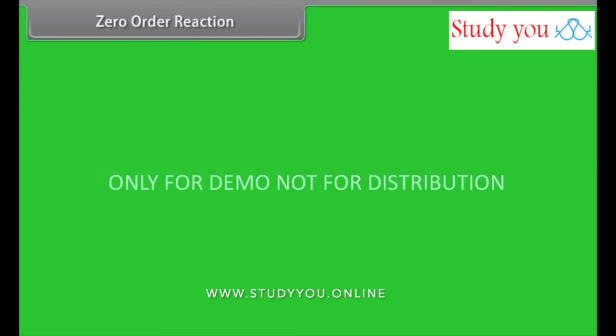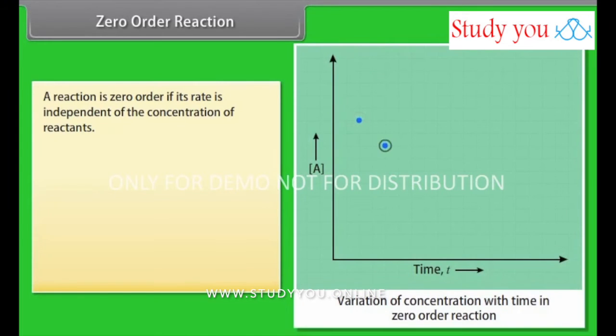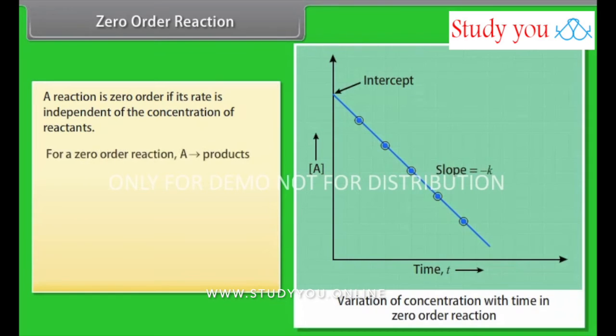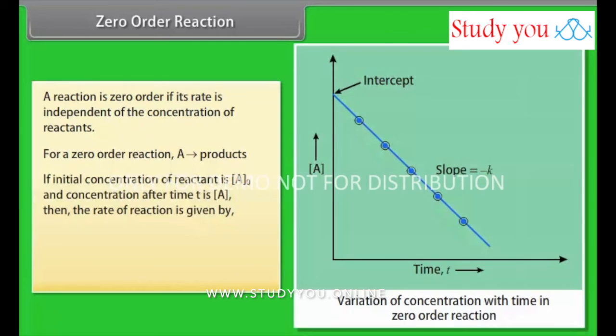Zero-order reaction. A reaction is zero-order if its rate is independent of the concentration of reactants. For a zero-order reaction, A is changing into products. If the initial concentration of reactants is A naught, and concentration after time t is A, then the rate of reaction is given by minus dA by dt is equal to the product of K and A raised to the power 0, which is equal to K. It can be written as dA is equal to minus K dt.